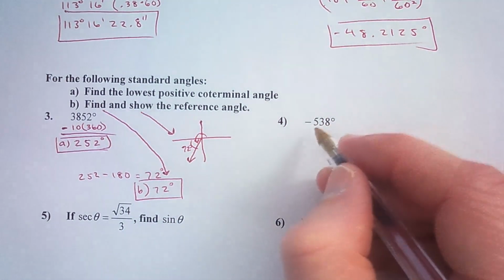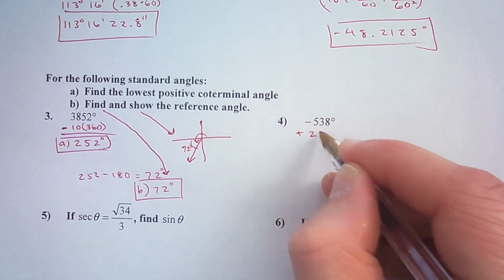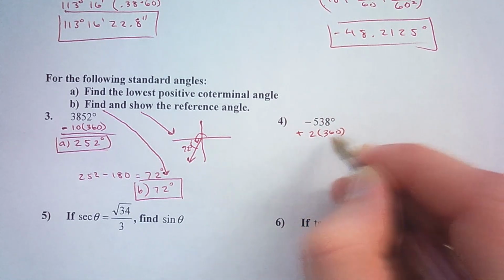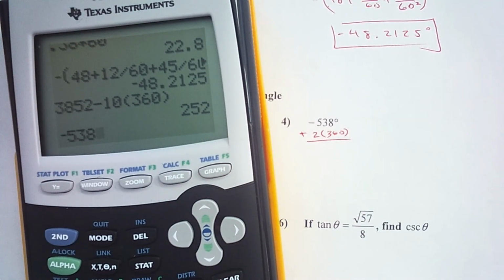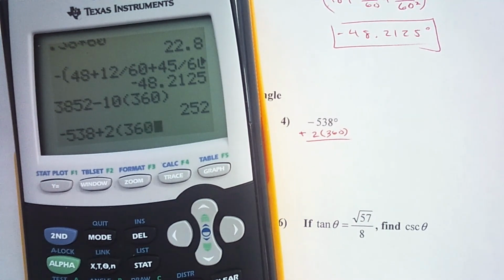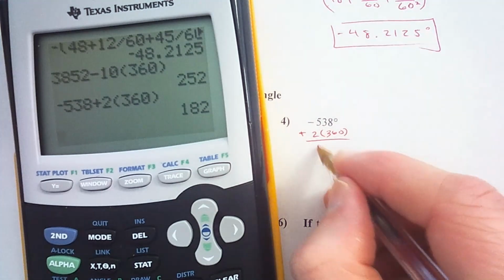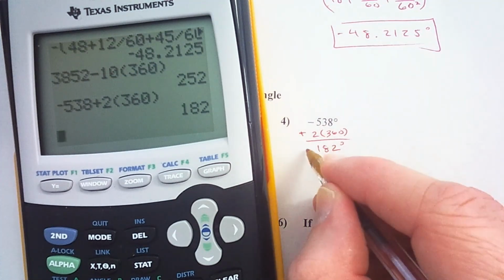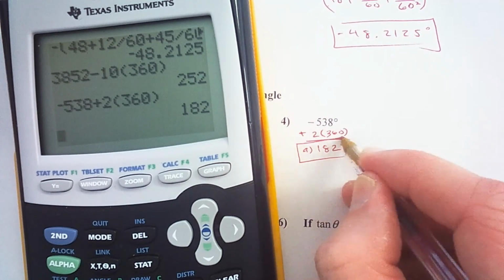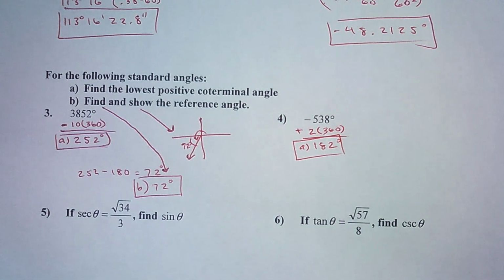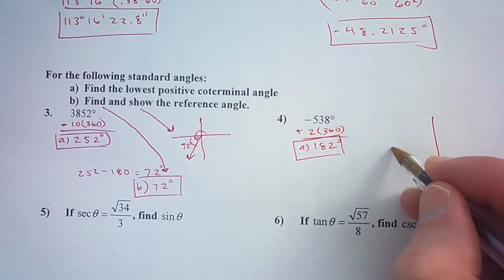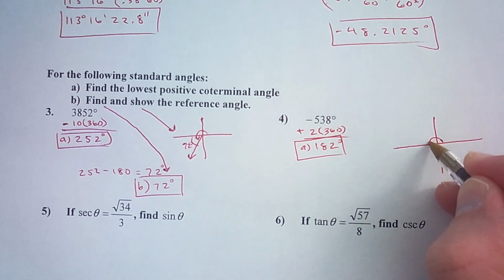Okay, now this one is negative, so I need to add 360, and I think I can do it 2 times. So negative 538 plus 2 times 360 is 182. And that is between 0 and 360, so that is a good lowest positive coterminal angle. Okay, so next I will graph it, and it goes just a little past 180.